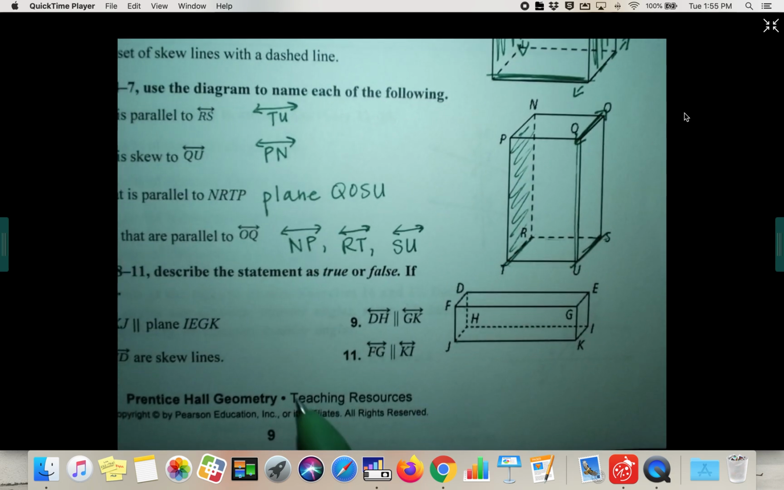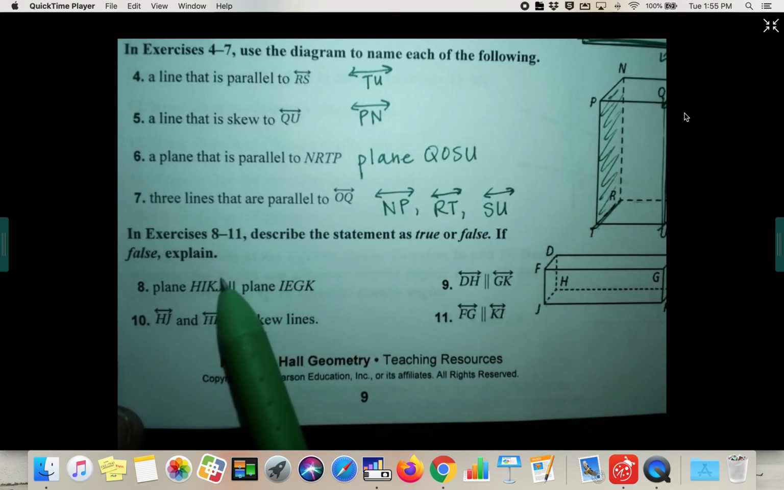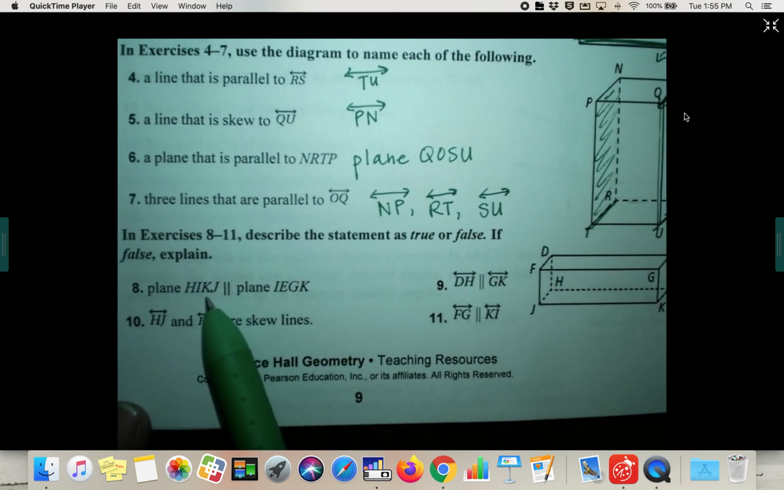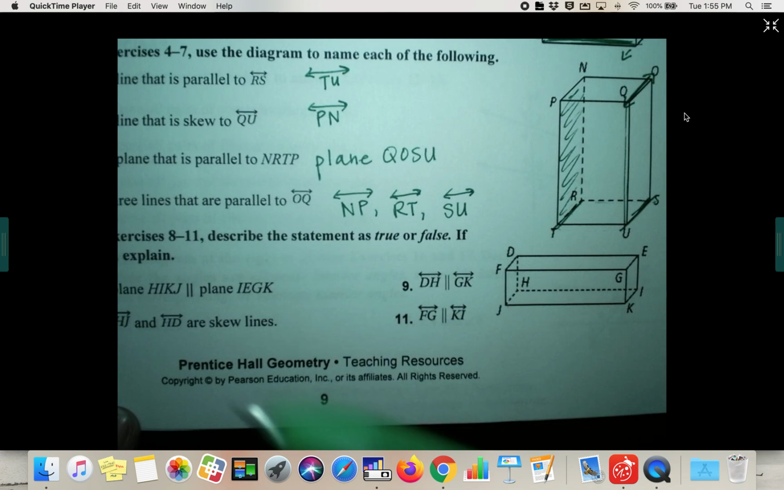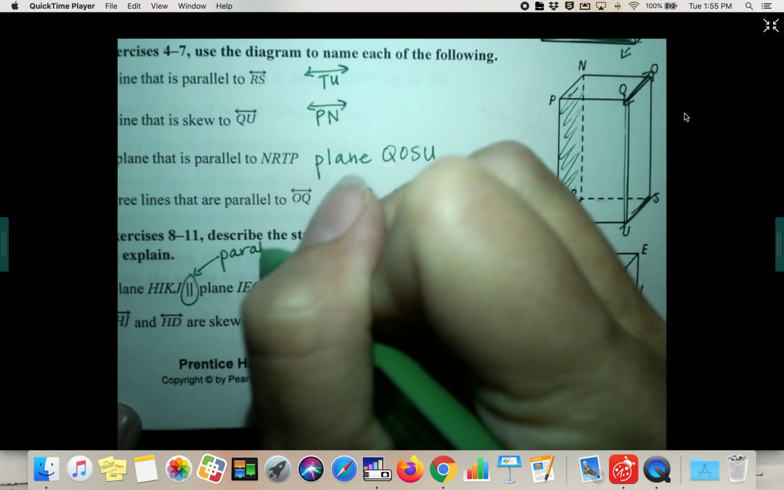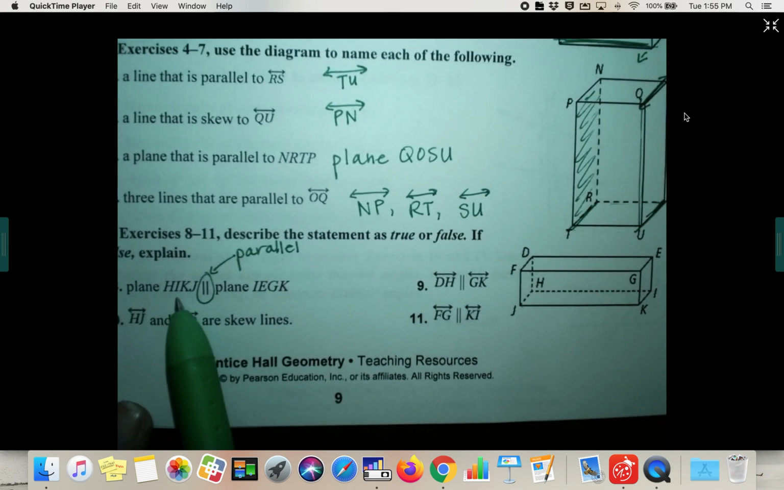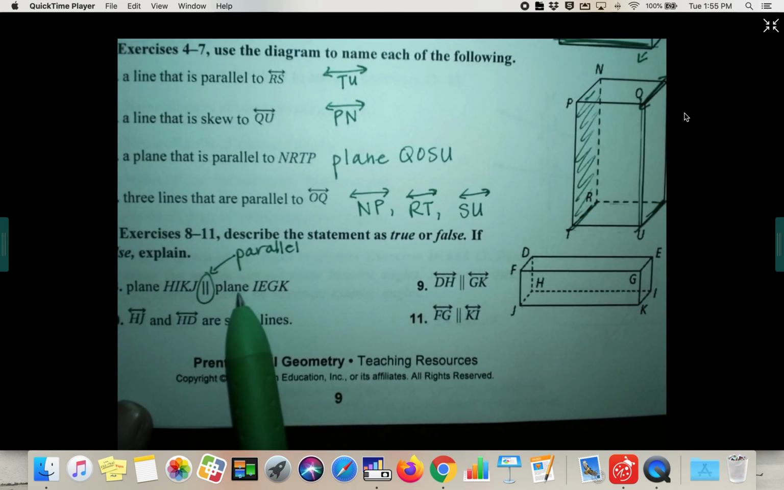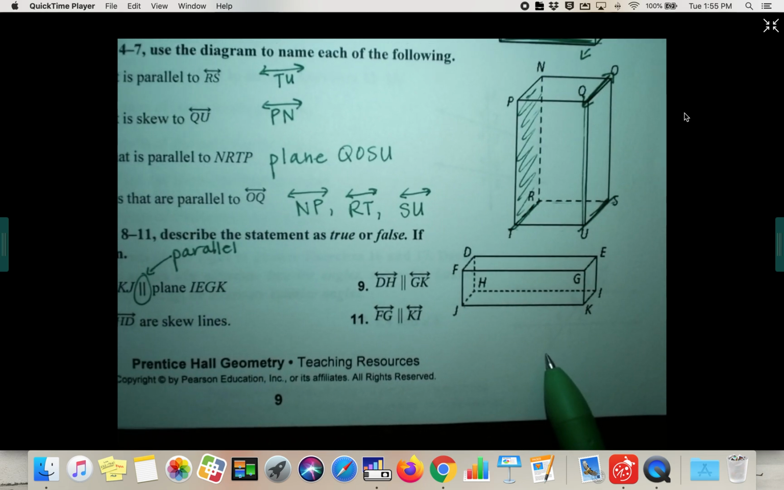All right. In exercises 8 through 11, describe the statement as true or false. If it's false, explain. So plane HIKJ, these 2 lines here mean parallel to. So this is the symbol, if you're not sure, this is the symbol for meaning parallel. Okay, so plane HIKJ is parallel to plane IEGK. Let's look at that and see.